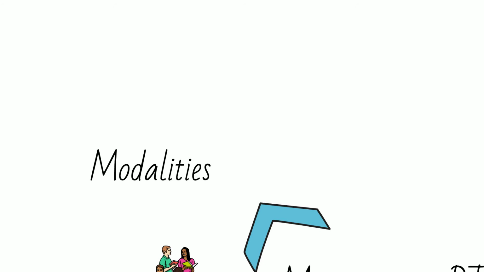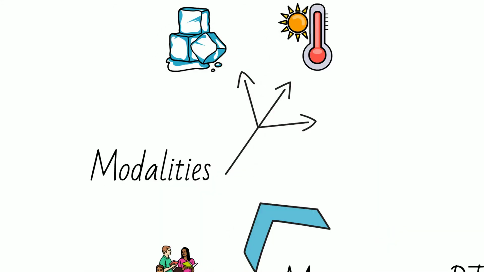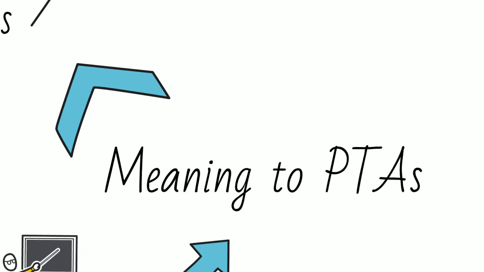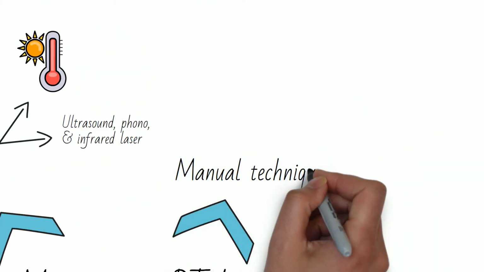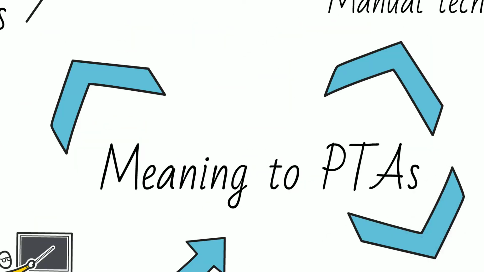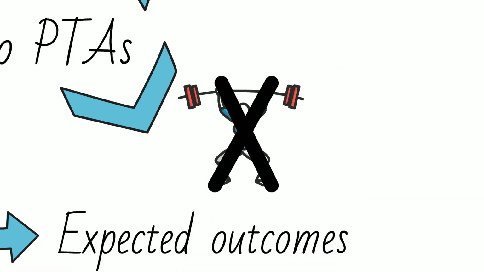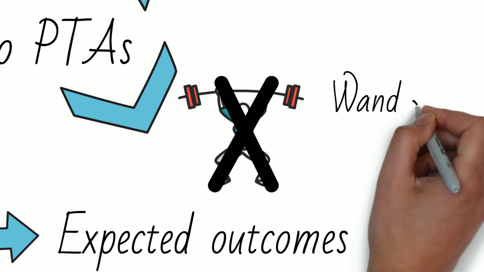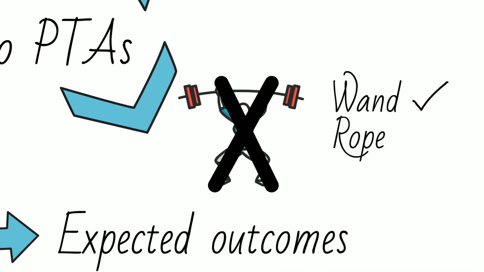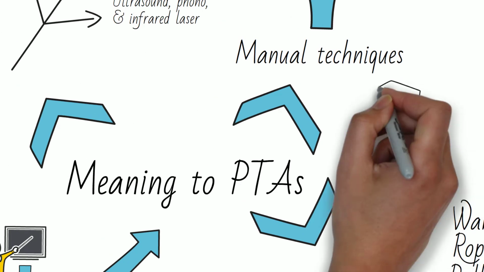So the modalities that we're going to want to use are ice, superficial heat, ultrasound, phonophoresis, and infrared lasers. The manual techniques that we're going to utilize are going to be passive range of motion and mobilizations. As far as the exercises, you're going to want to avoid pain as much as possible because the pain can lead to more guarding. So try to do some exercises that can include a wand, rope, or a pulley system. But in order to avoid the pain, just make sure you cue them to go slow and in control.